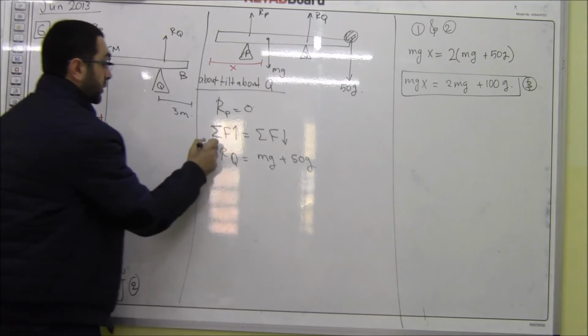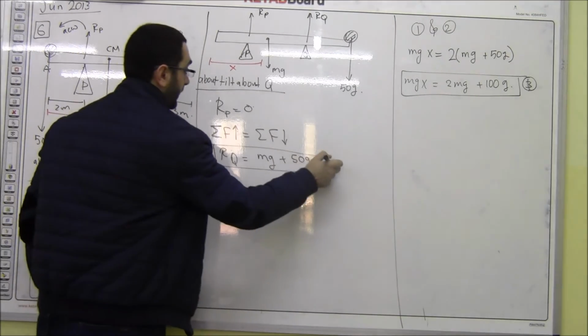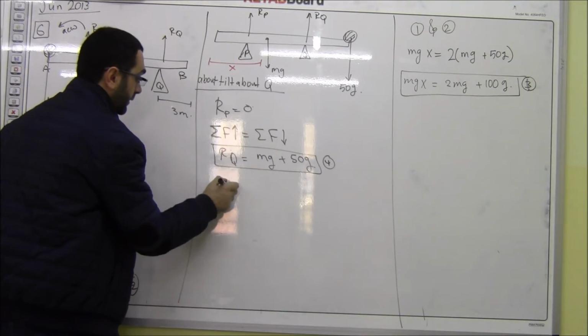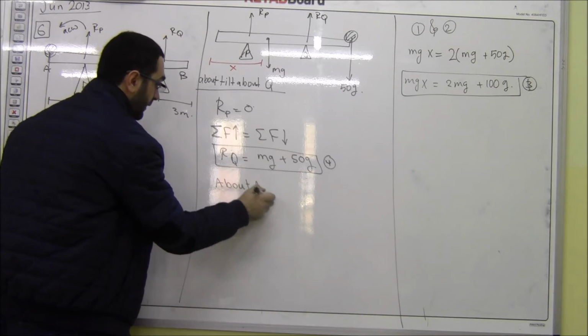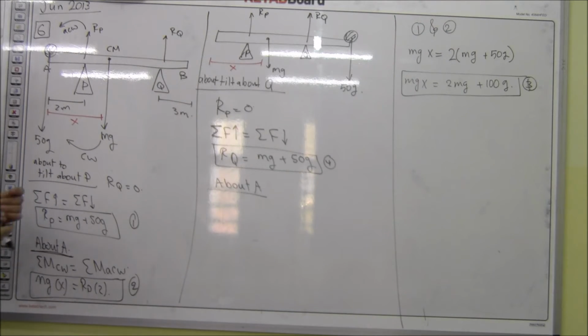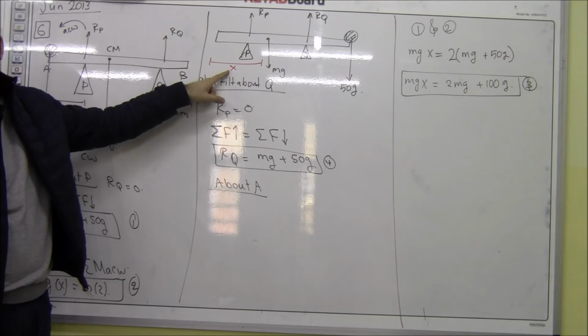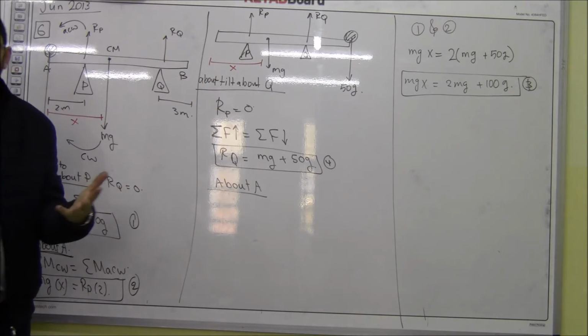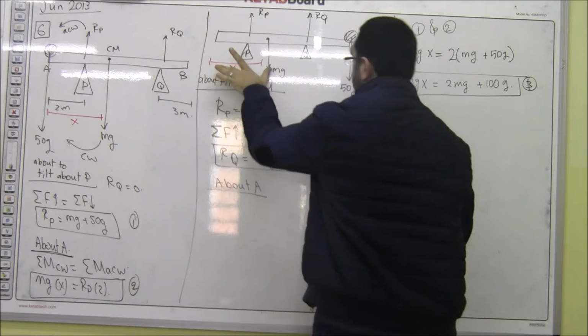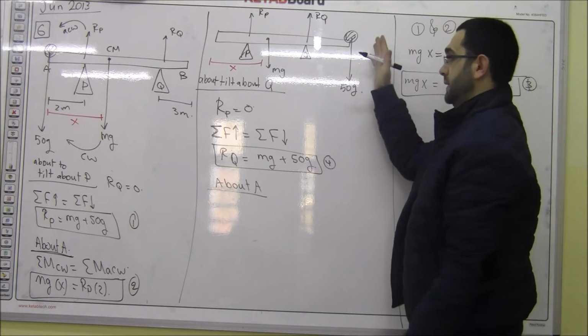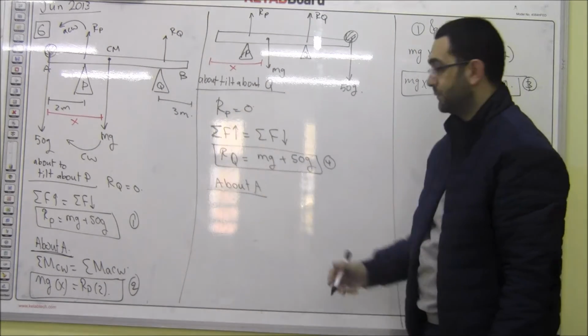I will take moments also about B. About what? About, sorry, A. Why will I take again about A? Because I need X. Okay? To simplify things, I need X, not 15 minus X.